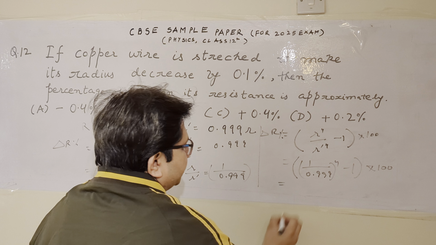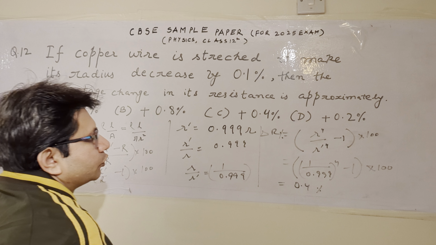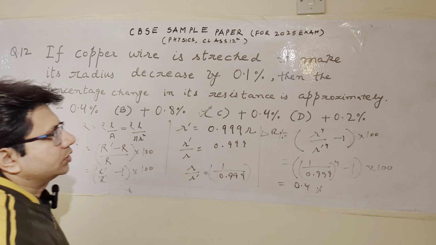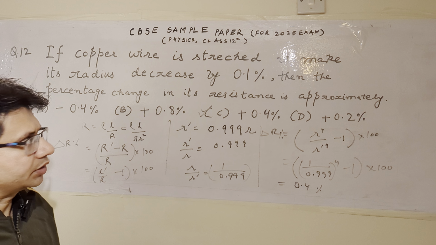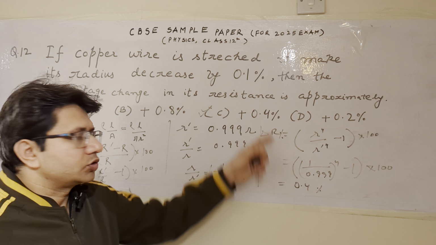Now this value comes out to be 0.4%. So 0.4% is option C. We can see that option C is correct in this case. The percentage change in resistance is approximately 0.4%.